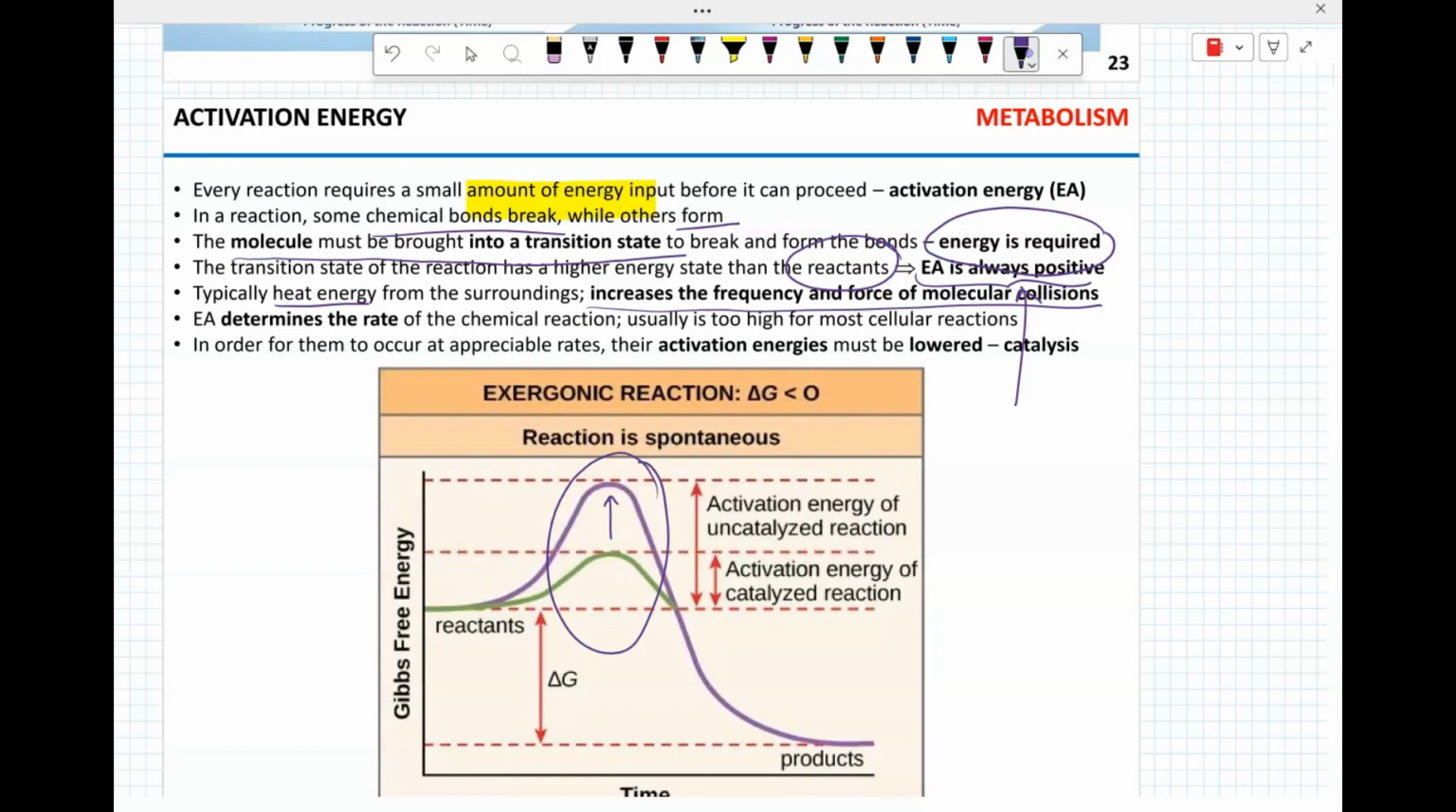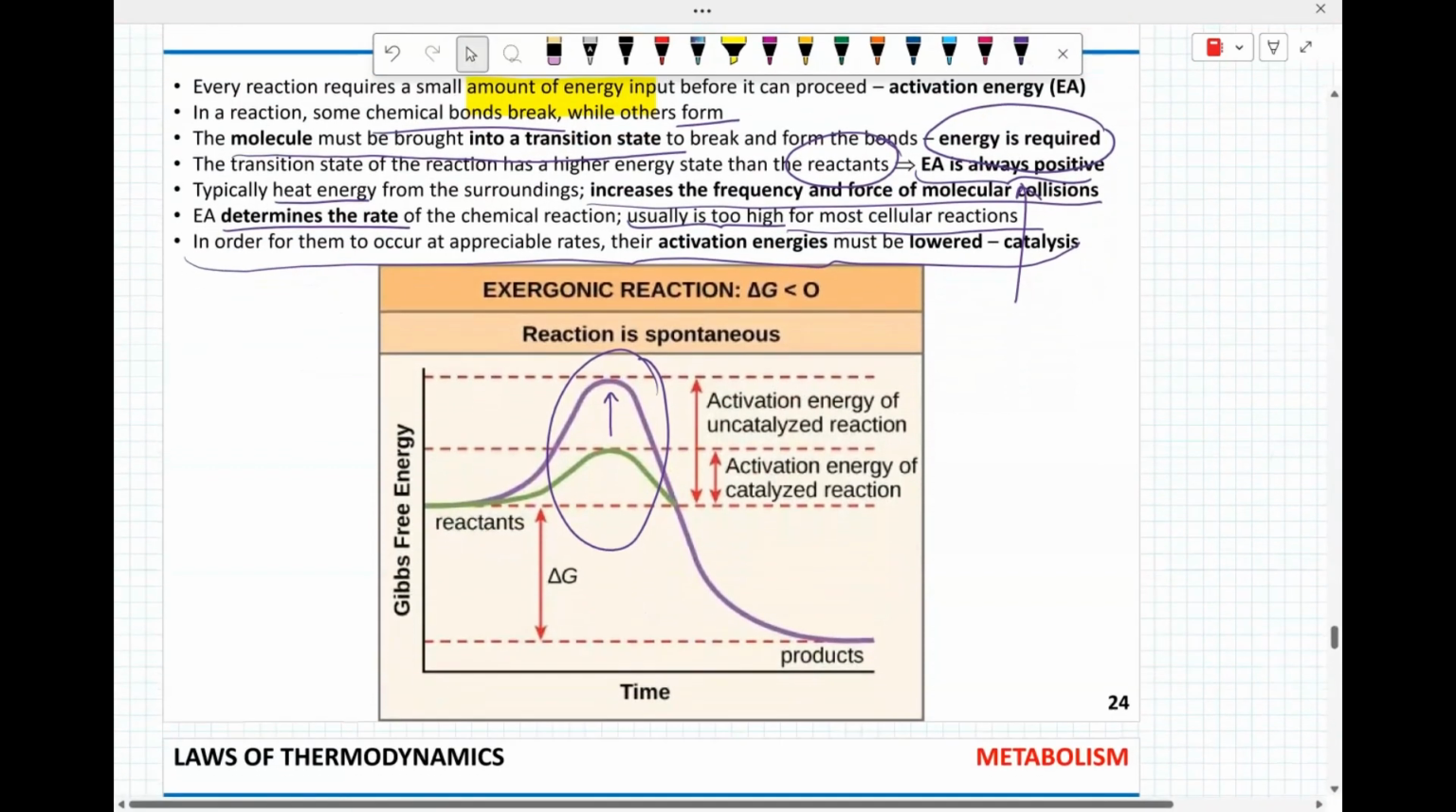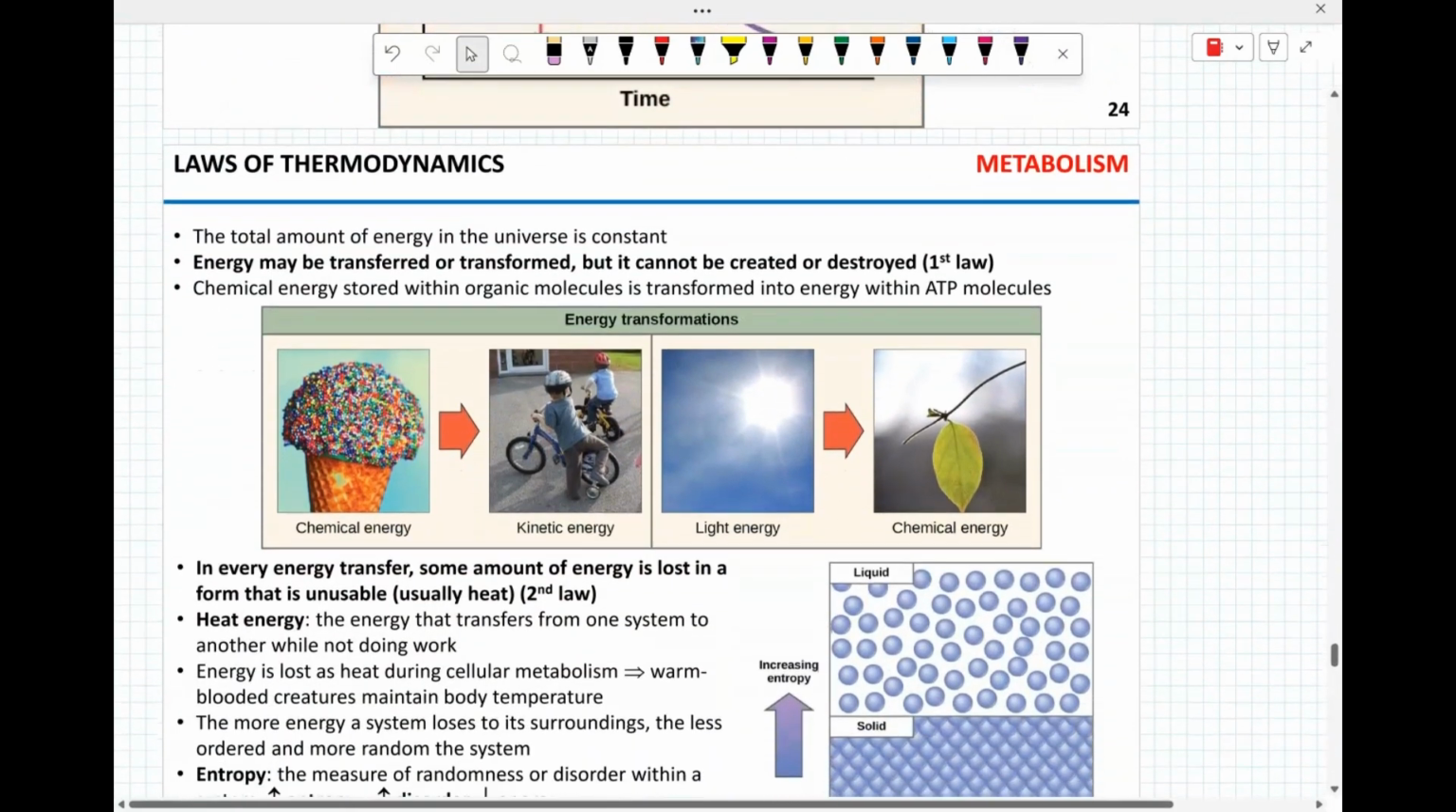Activation energy essentially determines the rate of chemical reactions. The greater the activation energy, the slower the reaction. Usually, for most cellular reactions, activation energy is too high for them to proceed at a reasonable rate. So in order to reduce the activation energy, in order to increase the rates of cellular reactions, cells use catalysis, more specifically the catalysis by enzymes.